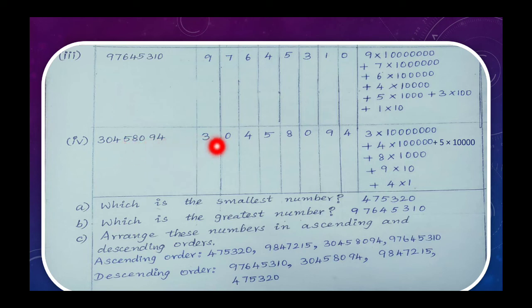30458094. See, ones, tens, 100, 1000, 10,000, lakh, 10 lakh, crore. 3 crore 4 lakh 58,094. We have allotted all the digits in placement boxes also, from the right only. All the 8 boxes are occupied.